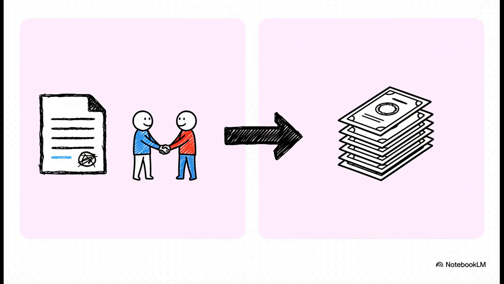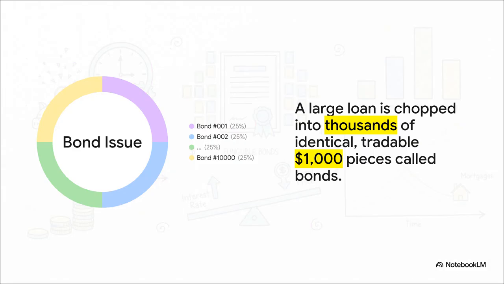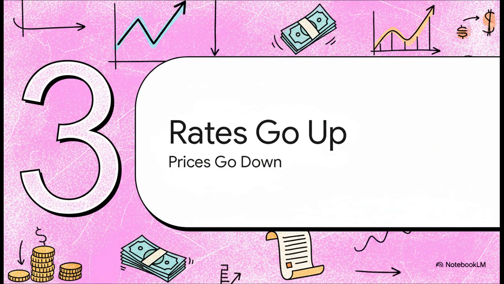So the solution was a really clever invention called a bond. A bond takes that unique, one-of-a-kind IOU and turns it into a standardized, identical, tradable thing, something you can buy and sell just as easily as a share of stock. So instead of one person trying to find someone to lend them, say, $10 million, that giant loan gets chopped up into thousands of identical little $1,000 pieces. Each one of those pieces is a bond. And because they're all the same, you can suddenly have a huge active market where people can buy and sell them in an instant.